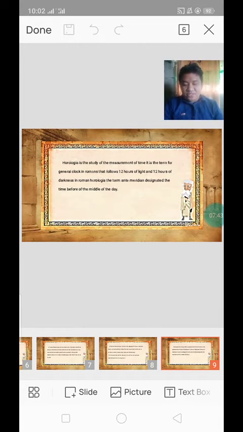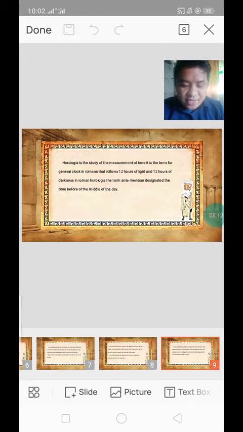Then after that, we have the horologia, which is the study of the means of measuring time, in the sense of a general clock. The Romans followed 12 hours of light and 12 hours of darkness. In the Roman horologia, the terms meridiem designated the time before the middle of the day. So horologia used the time of the Romans.